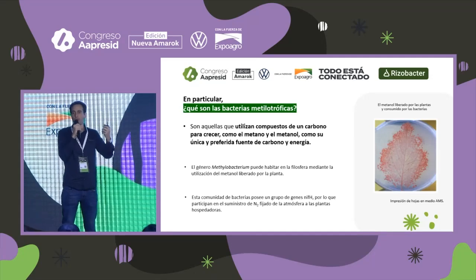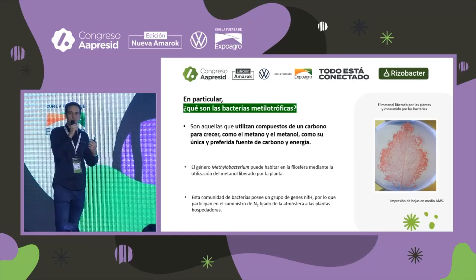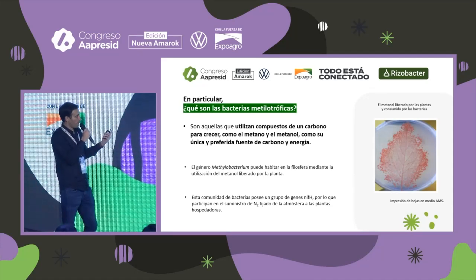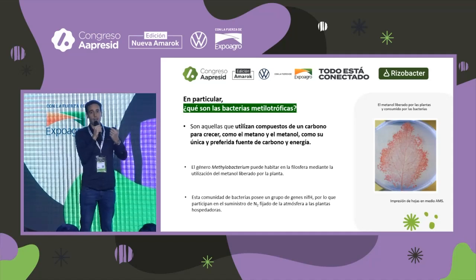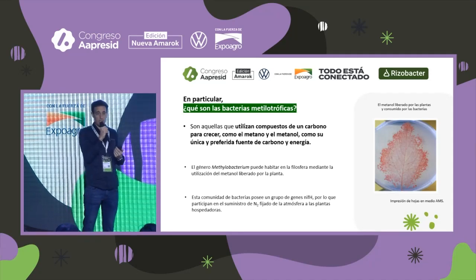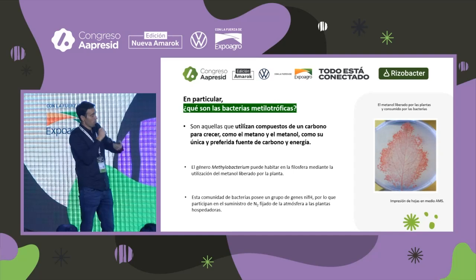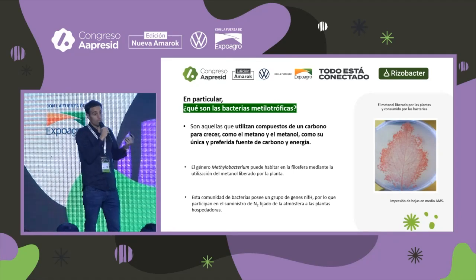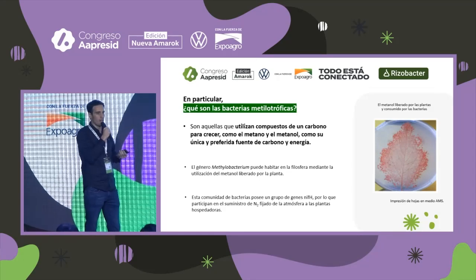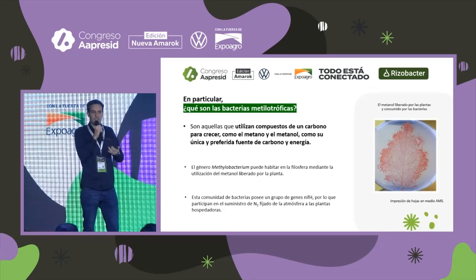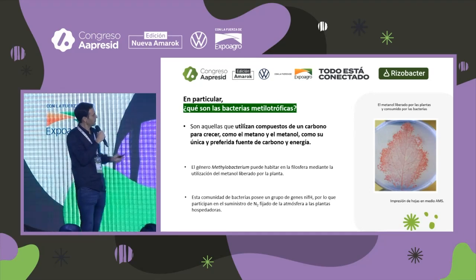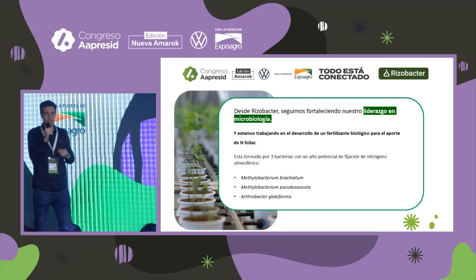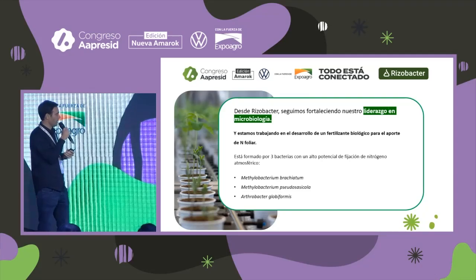That is responsible for fixing that nitrogen, having a natural fixation and providing ammonia to the plant. So here we have an impression of a leaf, and that leaf was inoculated with Methylobacterium, and that impression took place on methanol, and then it was removed. So what we can see is that those bacteria that were in the middle of the culture started to feed from that methanol and started to develop. At Rizobacter nowadays we are working along these lines and working with this technology.